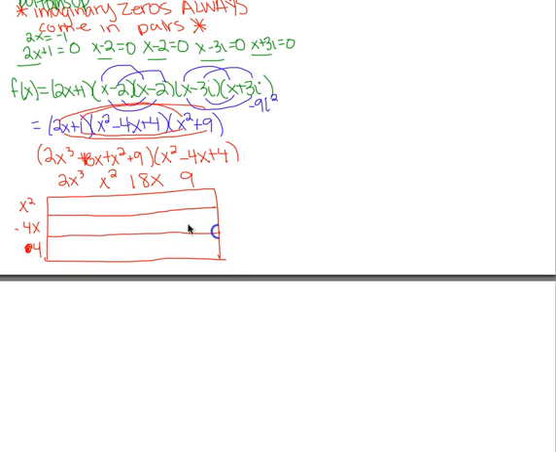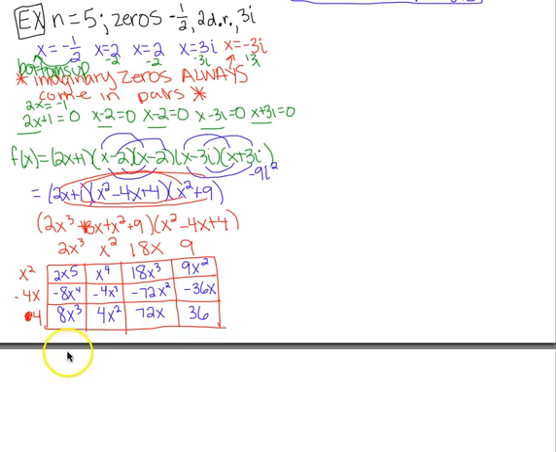Okay, you should hopefully be proficient at box multiplying because we've done a lot of it. So take a minute to multiply all this out. Pause the video while you're doing that, and then come back to check your answer. Okay, so this is what you should have in your box. So then for our final answer, we'll combine the like terms and write it in standard form.